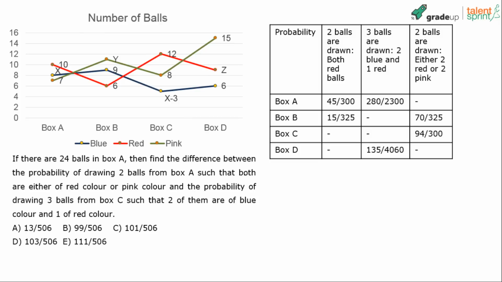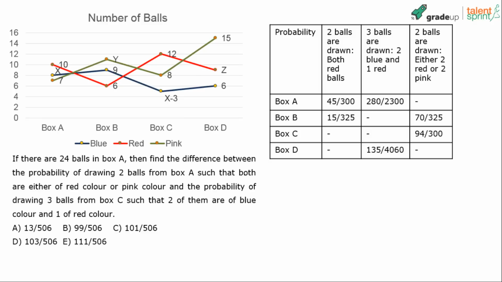Anyone who's got the answer? Okay, not a single response, which indicates that you're struggling to arrive at the answer. I'll wait for around 30-45 seconds and then take it up. He says there are 24 balls in box A. You have to find out the difference between the probabilities of drawing 2 balls from A such that either both are red or both are pink, and 3 balls from C such that 2 of them are blue and 1 is red. I think what we should do is the values that you have found earlier, you should copy it here.